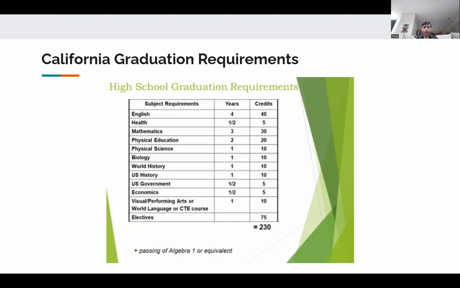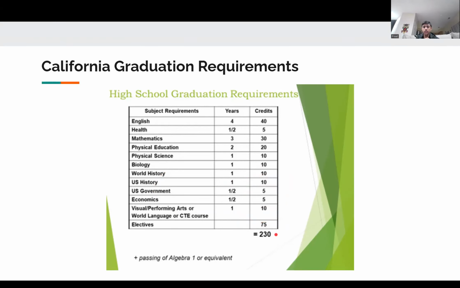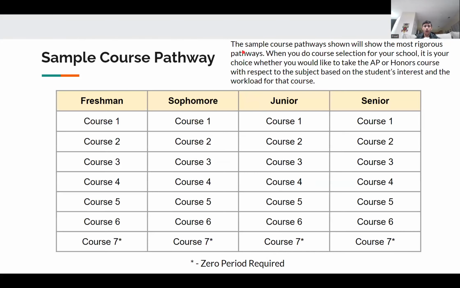And then you also need to take one world language, or I would say an extra elective type of thing, which is most likely fulfilled with a world language. And then you need to take electives. And this would equal your 230 course credits, which means that you can graduate high school. All right, so if this is clear, we can go over some sample pathways.